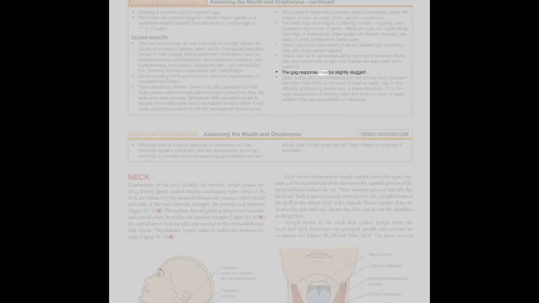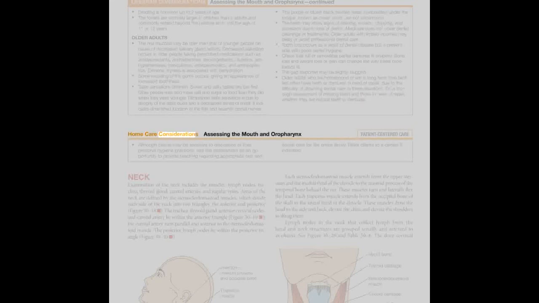The gag response may be slightly sluggish. Older adults who are homebound or are in long-term care facilities often have teeth or dentures in need of repair, due to the difficulty of obtaining dental care in these situations. Do a thorough assessment of missing teeth and those in need of repair, whether they are natural teeth or dentures.